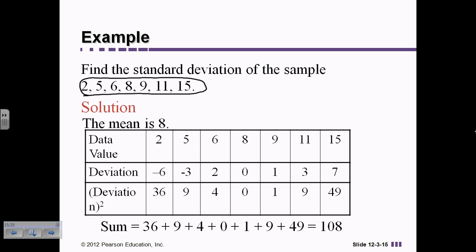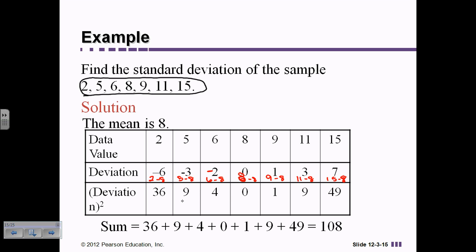The negative 6 here is 2 minus 8. This number is 5 minus 8. 6 minus 8. Oops, that should be negative 2, sorry. 8 minus 8, sorry, 9 minus 8, 11 minus 8, and 15 minus 8. I'm having a hard time writing. 15 minus 8. So then I take each of these numbers that I get and I square them.